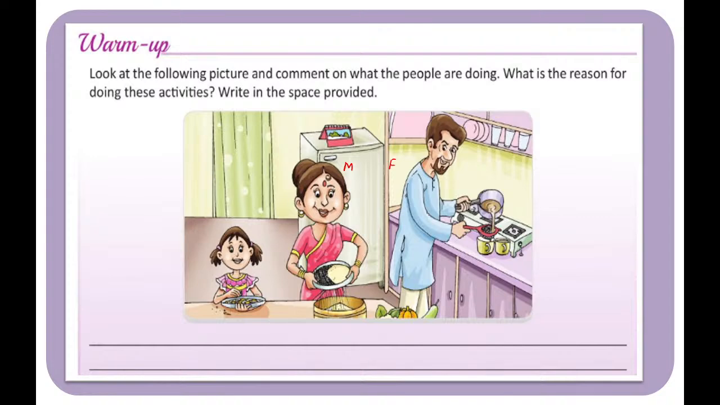As you can see in the picture, father is straining the tea with the help of a strainer, right? So what is the father doing? Father is separating the tea leaves from the tea so that he can drink only tea. Okay. Now, what about the mother? What is she doing?